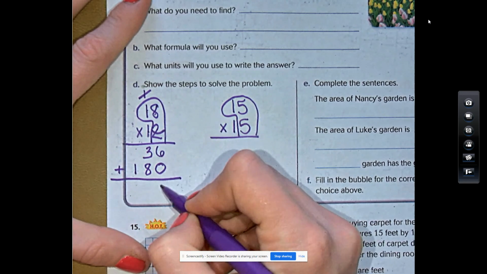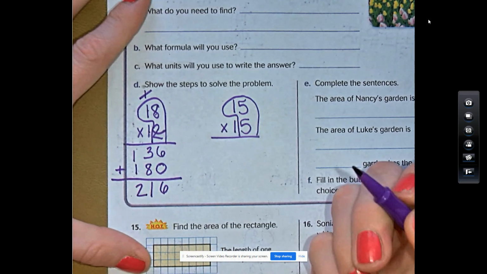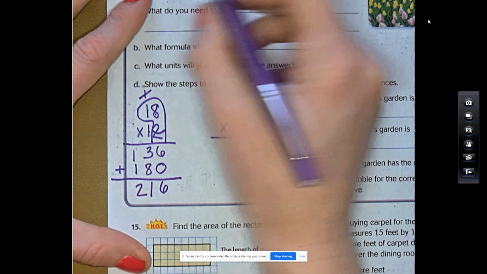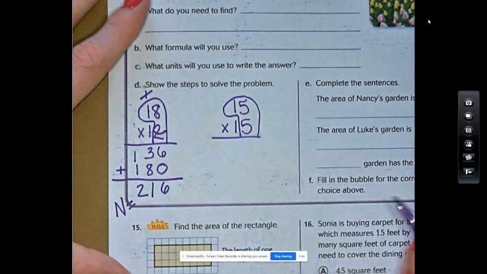Add your partial products. 216 is, let's see, that would be Nancy's. Okay, Nancy's equals 216. Okay, let's see what Luke's is.